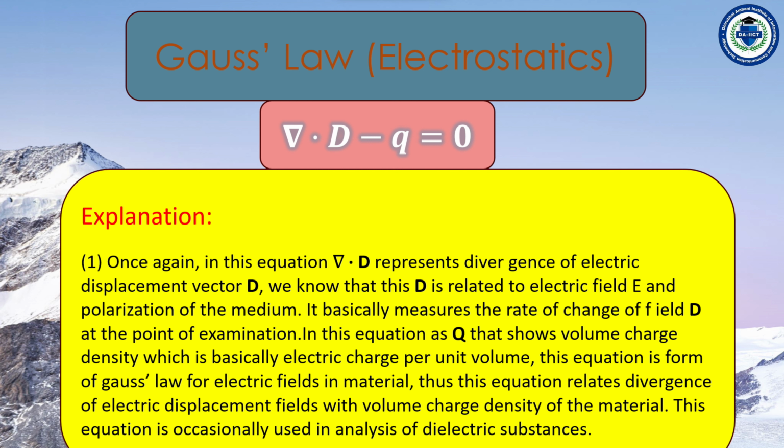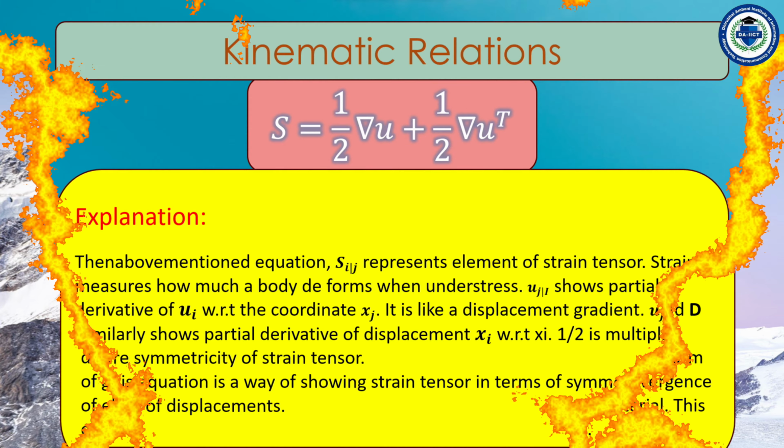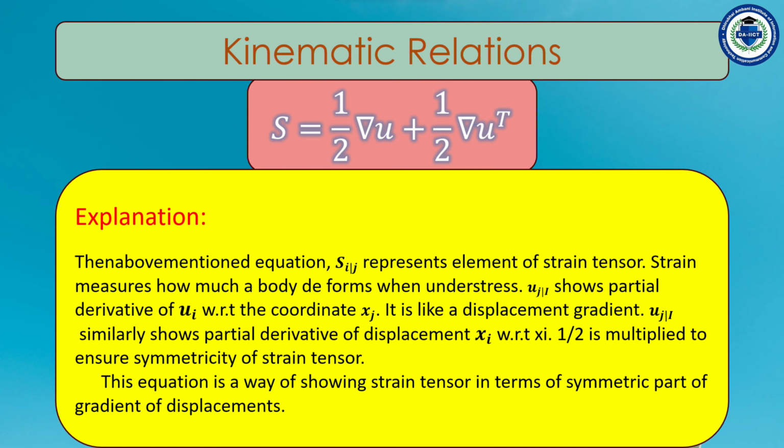This equation is occasionally used in the analysis of dielectric substances. Kinematic relations. Explanation. In the above-mentioned equation, Sij represents an element of the strain tensor. Strain measures how much a body deforms when under stress.